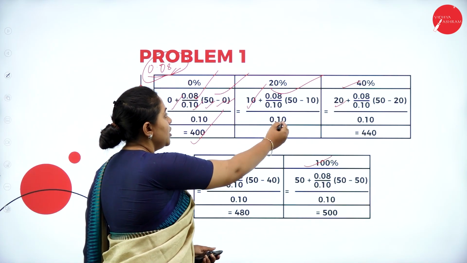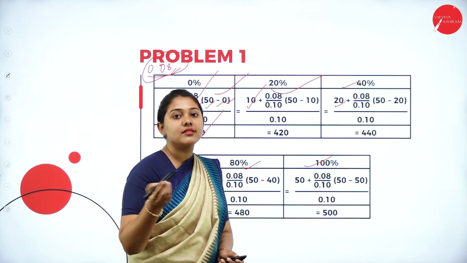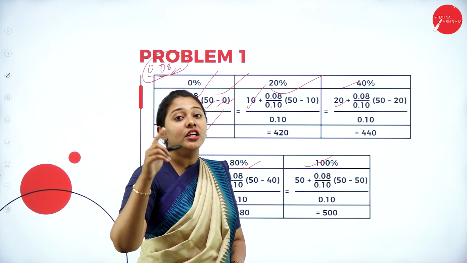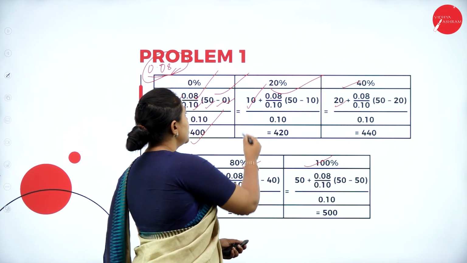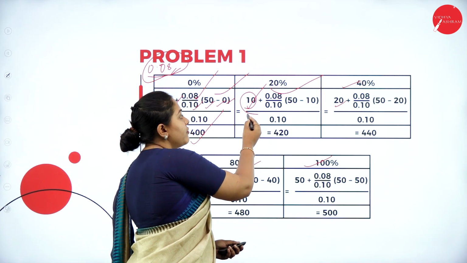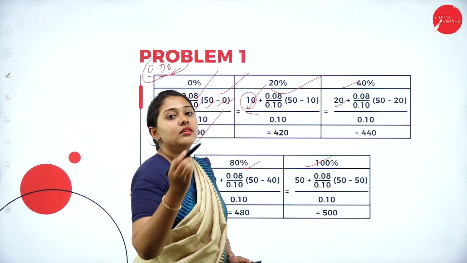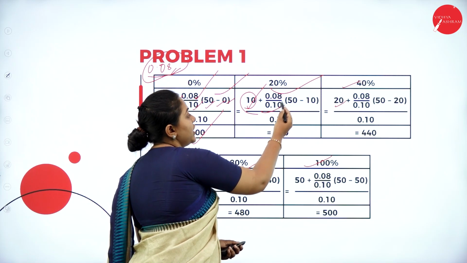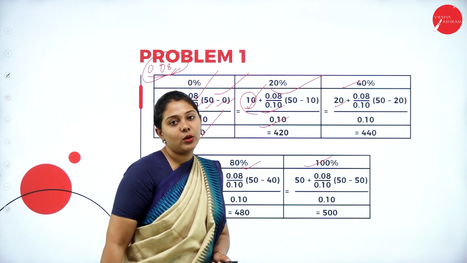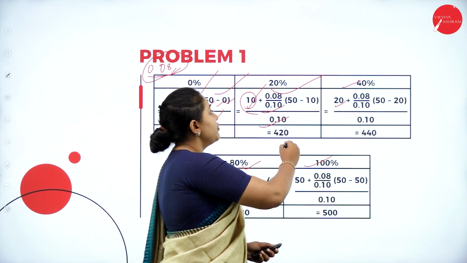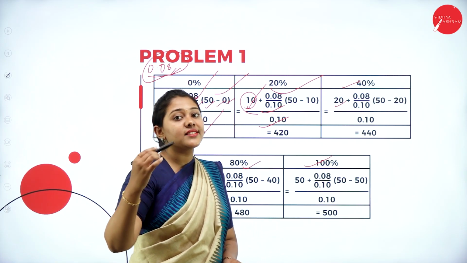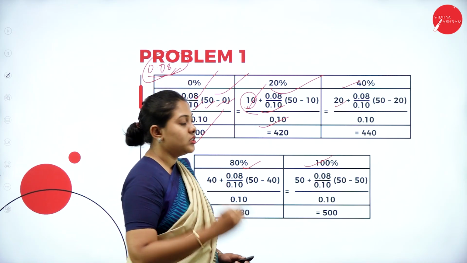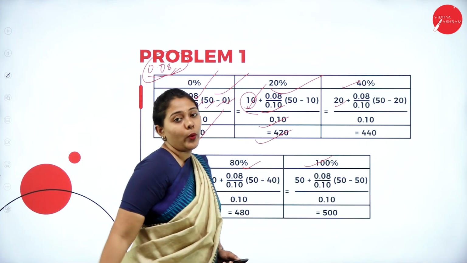Next case, we have 20% as a dividend. So dividend per share will be how much? 10 rupees. Your return is 0.08 divided by equity capitalization rate, whole divided by equity capitalization rate, 50 minus 10, earnings minus dividend as per the formula. If you substitute the value, the answer you get is 420.